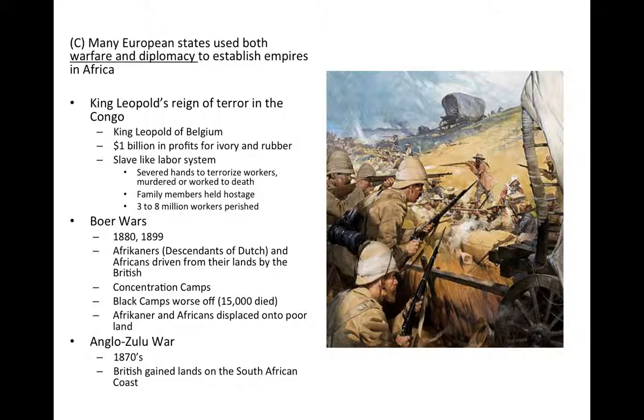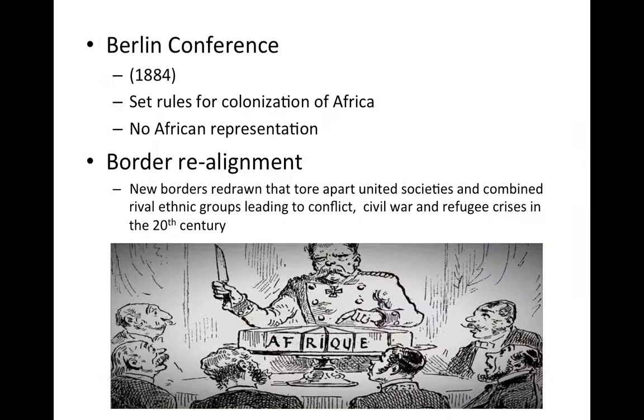15,000 African peoples died. But at the end, again, the Boer Wars allowed the British to control South Africa. And then the Anglo-Zulu War, that would be a war between the British and the local Zulu tribes on the southeastern coast of Africa. That would add to the British colony in South Africa. So again, two great examples of colonial wars that increased the British hold on at least South Africa.